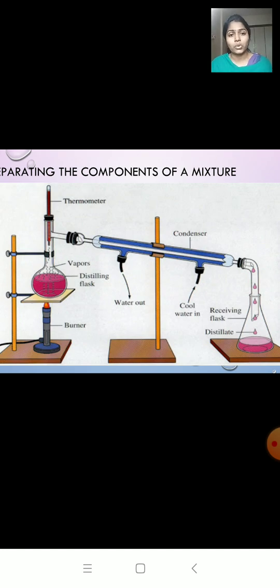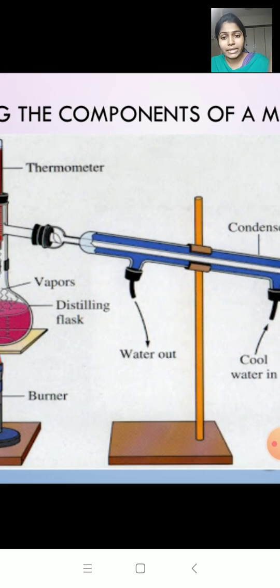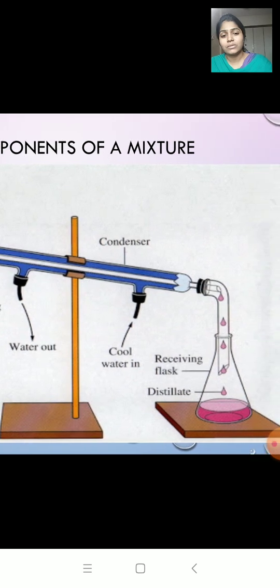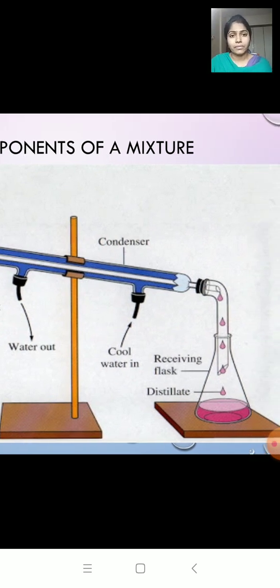So what will happen? The acetone will start forming into vapors. Then these vapors will pass through this condenser, that is the thin glass tube. Now the water jacket, the water that is surrounding this thin glass tube, will cool the vapors. The water will cool the hot vapors and it will condense them. It means the vapors will turn into liquid, and that liquid is what we will collect at the end by keeping a beaker.